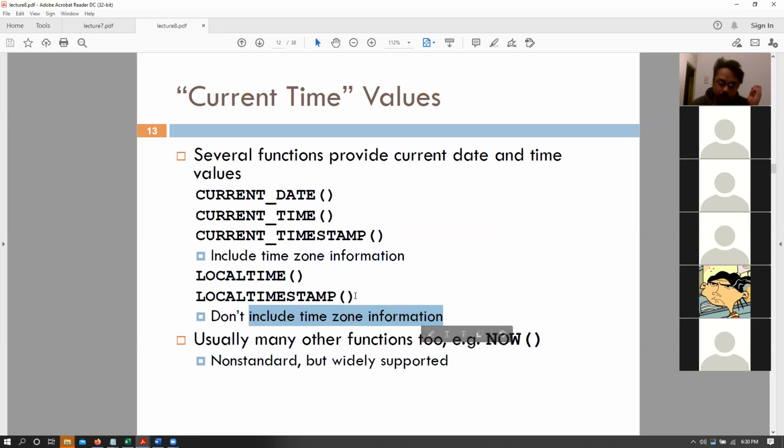But one thing to note is that this is the first time we are looking at some expressions like this, and I'm calling them functions, right? In this class, we have not talked about functions yet. We will talk about them soon. But essentially, since it's a programming language after all, we can write our own functions as well. These functions get you the current date and time. There is also another function called now that gets you the current time as well. This is widely supported, but it is not the standard.